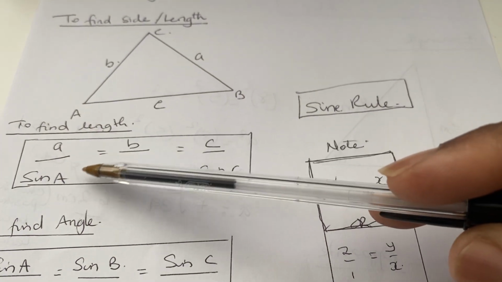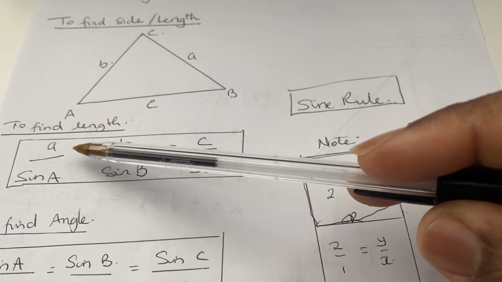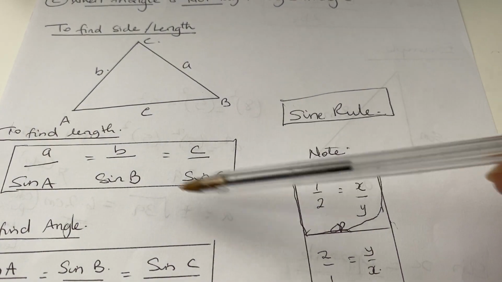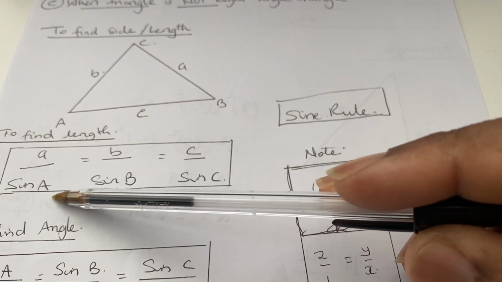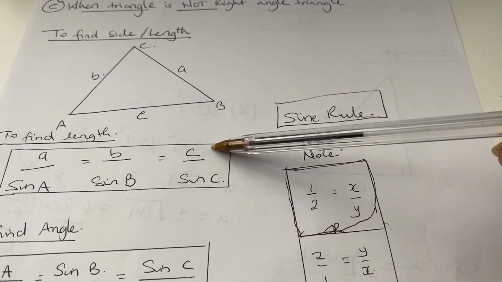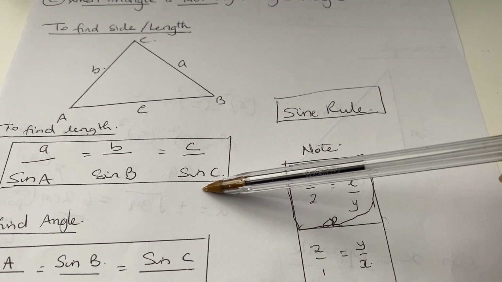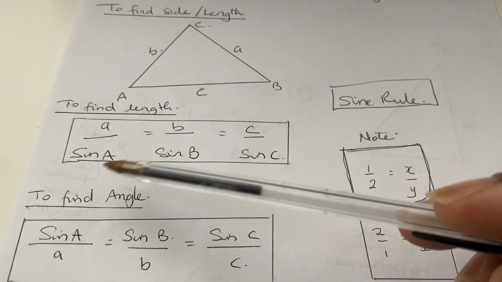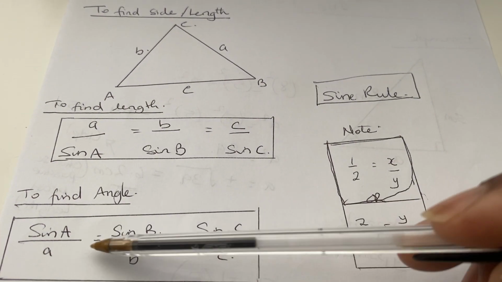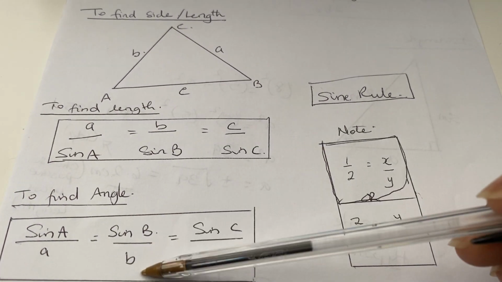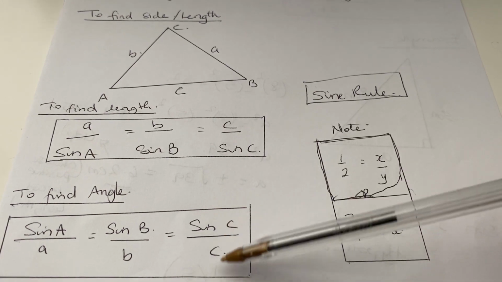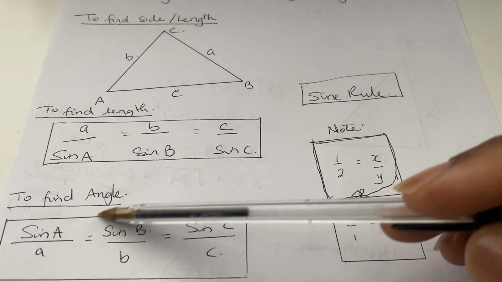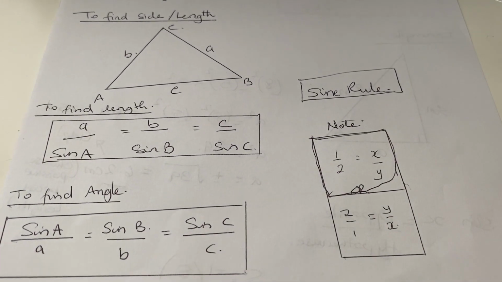This is A over sine A. So if you have a question involving A and C, you can equate A over sine A equals C over sine C. Now, if you flip it around, it's also true. So sine A over A equals sine B over B equals sine C over C. So even if you use it in this form or in that form, it's still the same.